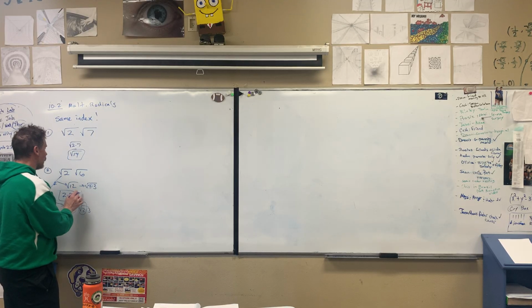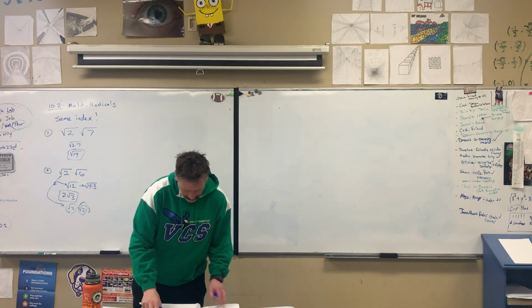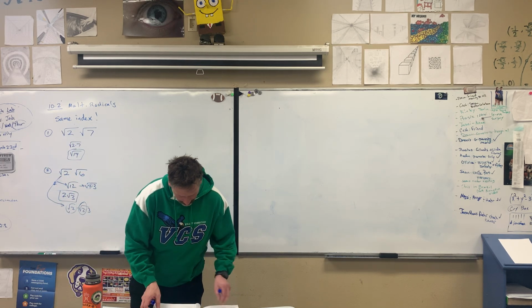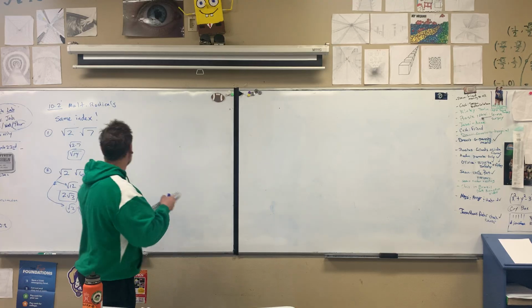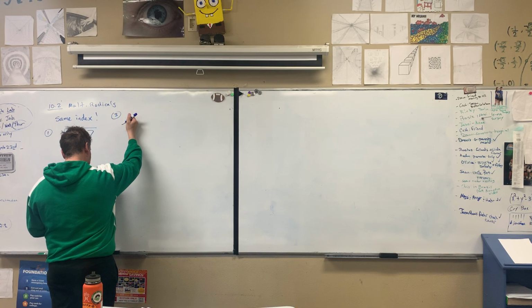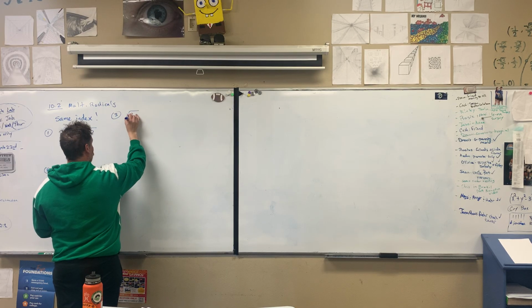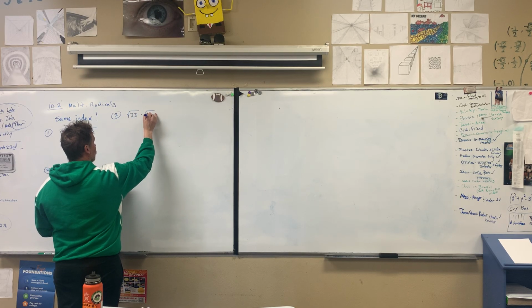However we get there, we need to end up with the 2 times the square root of 3. Now let's do a couple other types of examples here, and we'll say 3. What if we end up having something maybe slightly more intensified? The square root of 33 times the square root of 55.